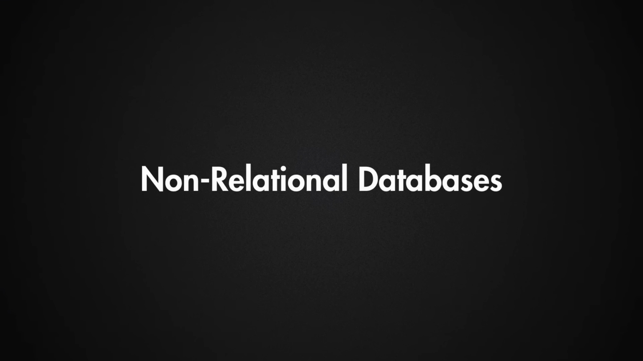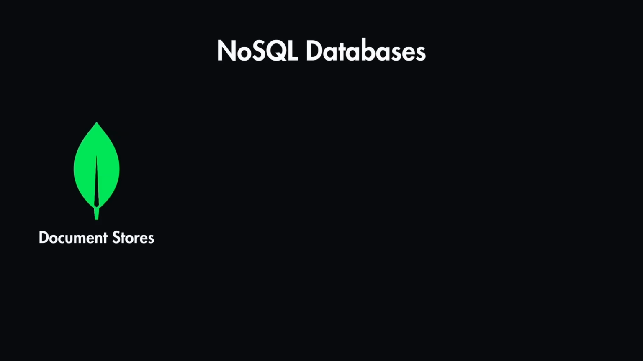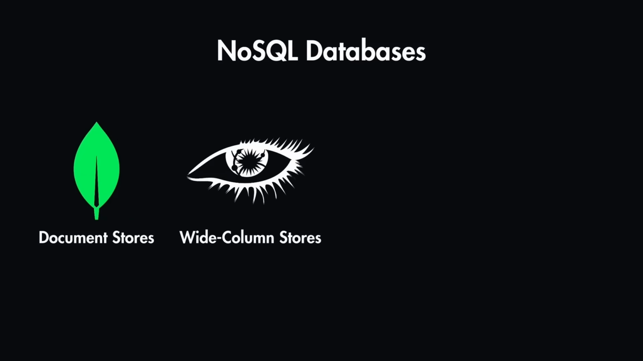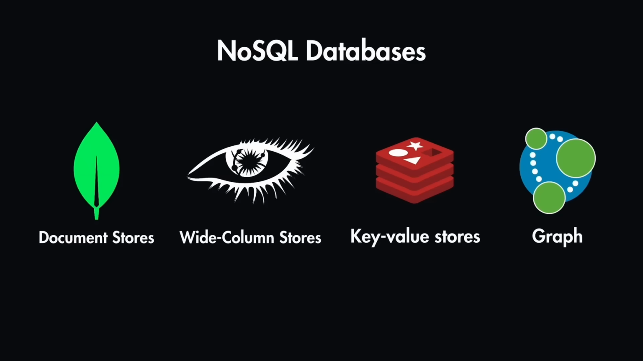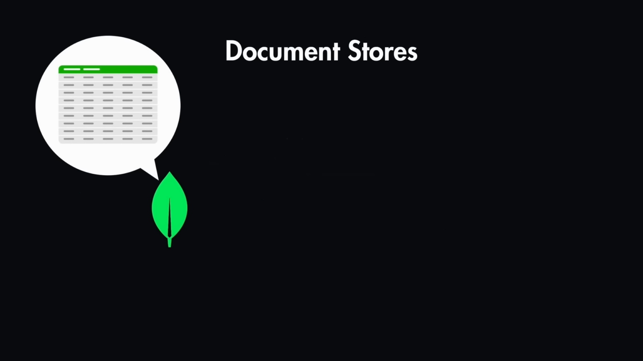And now let's have a look at non-relational databases. Non-relational databases can be in different forms. For example, we have document stores like MongoDB, or you can use wide column stores like Cassandra, key value stores like Redis, and graph stores like Neo4j. Let's have a look at each of these types separately, and let's start with the document stores.